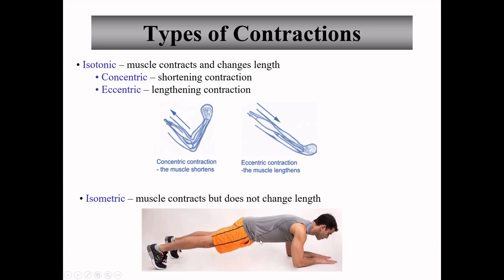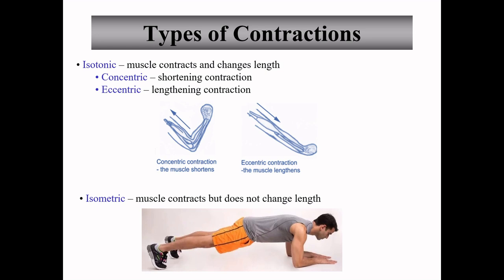He's got his ab muscles, and some of his glutes and his hamstrings are probably contracted as well, but he's just holding that position. So the muscle's contracted, but we're not making the muscle shorter or longer. We're just holding it in that position. That is an isometric contraction, same length contraction.